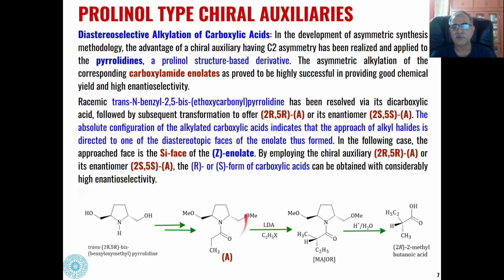So we can see, for example, here when we are using the R chiral auxiliary, then we will get the Z enolate, and that Z enolate will give us this intermediate, which on hydrolysis will give you R 2-methyl butanoic acid as the major product. So the reaction proceeds with high enantioselectivity in such types of conversions.